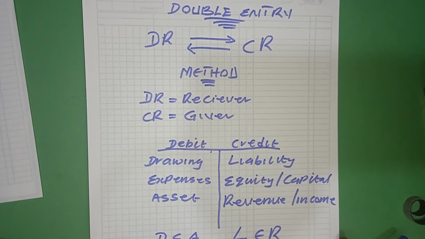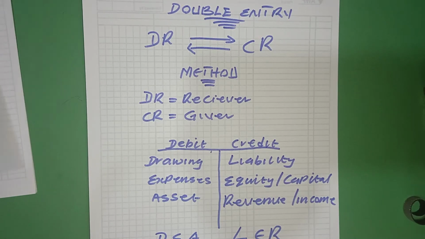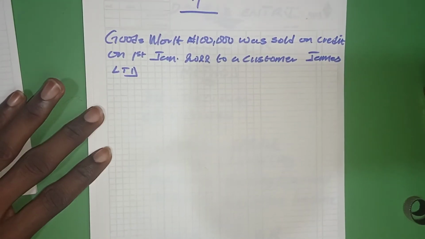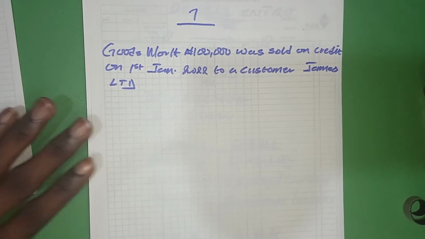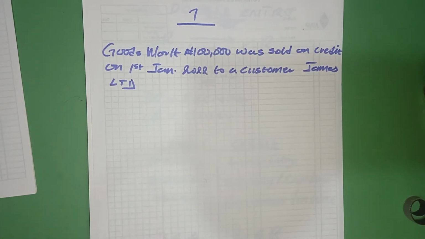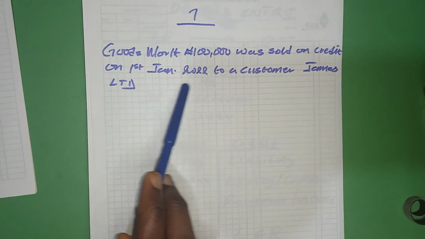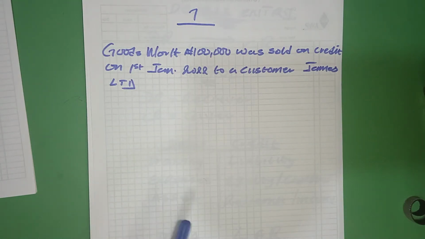So we are going to solve practical questions now. We're going to solve them together. So stay back, let us solve number 1 question now. Yes, this is number 1 question. Number 1 question says, goods worth 100,000 was sold on credit on 1st January 2022 to a customer, James Limited.